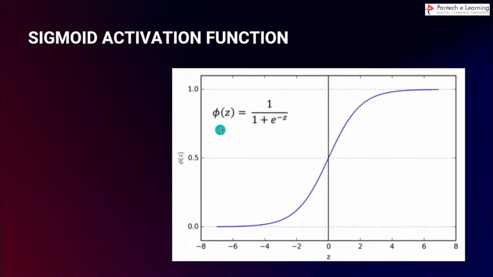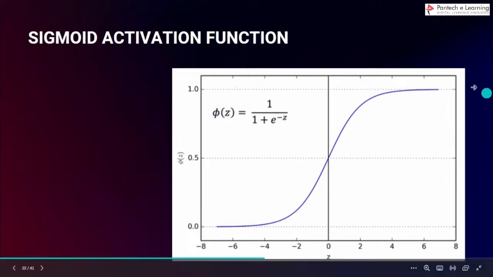And this is the calculation, or the math behind it: 1 by 1 plus e power minus z. The function z is what you are giving. Sigmoid will take z and give 1 divided by 1 plus the exponential of minus the value you are passing. And these values will be plotted in such a way that the points range between 0 and 1.